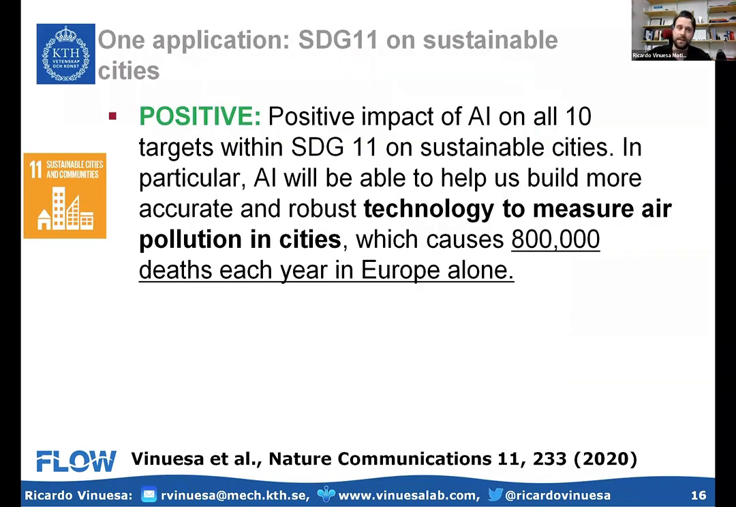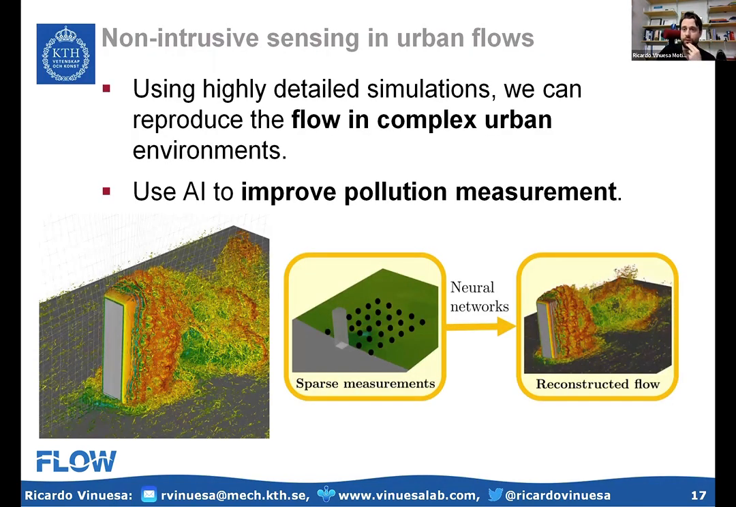And one area that I want to focus on is SDG 11 on sustainable cities. We want to highlight that 800,000 people die in Europe every year because of exposure to high pollution levels. And AI can really help in developing more robust ways of measuring the pollution in cities and coming up with more effective strategies to mitigate this. And this is one of the areas where we can connect with the physical interpretation and the fluid mechanics of these urban environments, which will be the second part of the talk.